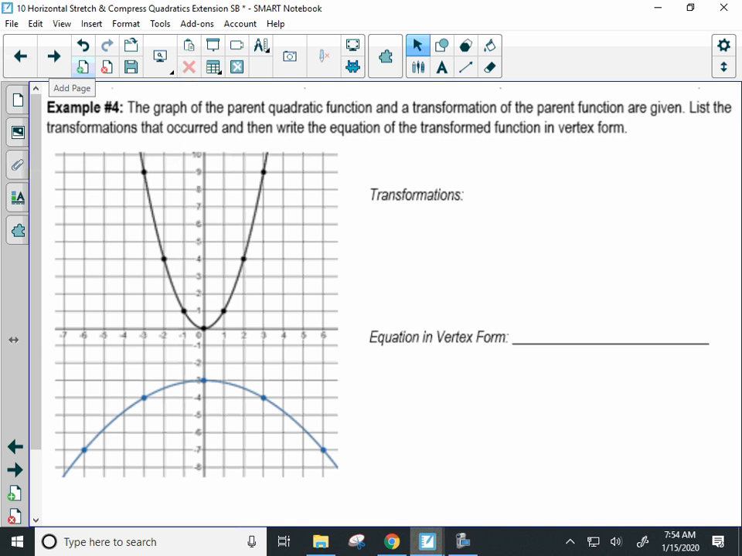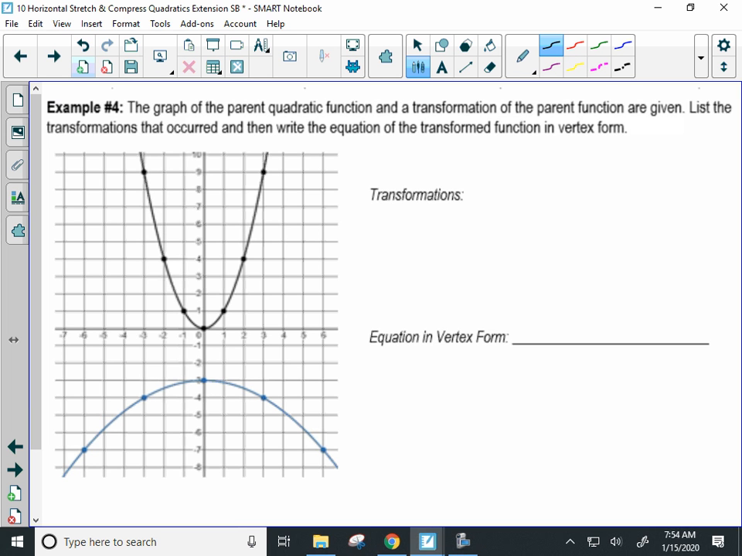Right, example 4 here. This time, instead of making your own graph, you have to look at the graph, figure out what the transformations are, and then write the equation. There is a parent function up there for reference. So when I look at the graph, I'm looking at this bottom blue graph here.